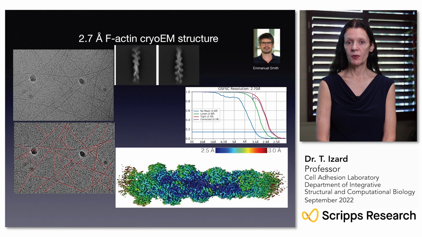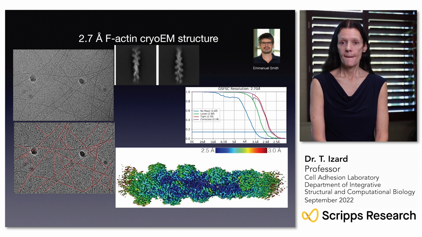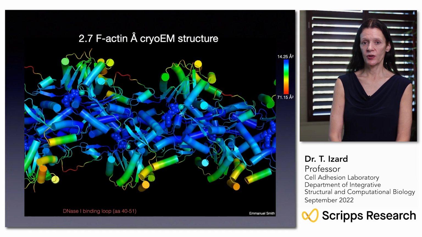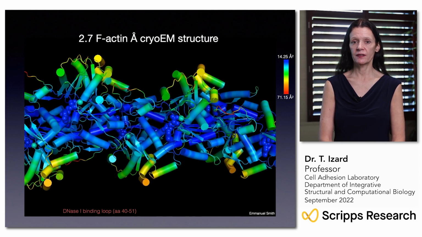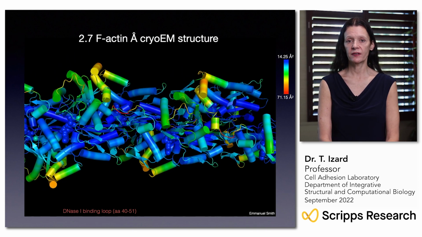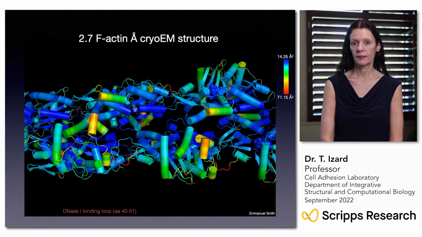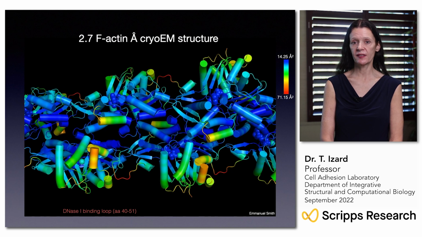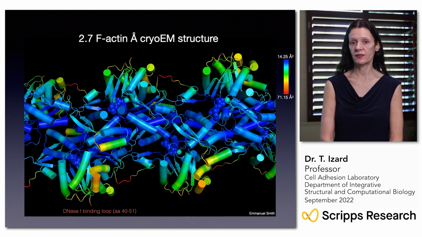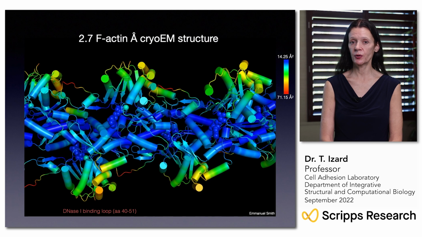So Emmanuel determined the cryo-EM structure of unbound F-actin also to 2.7 angstrom resolution, which is also the highest resolution reported for F-actin so far. Emmanuel's F-actin structure has reasonable temperature factors. The highest temperature factors are found for the so-called D loop. This loop has been known to be flexible and to adapt different conformations upon binding to different proteins.